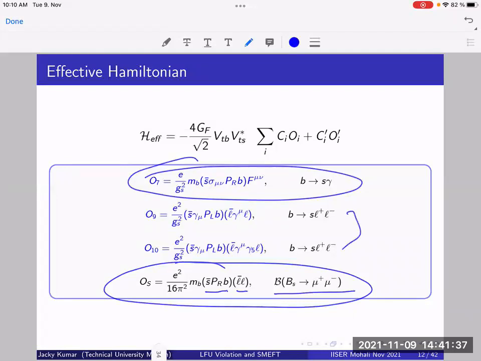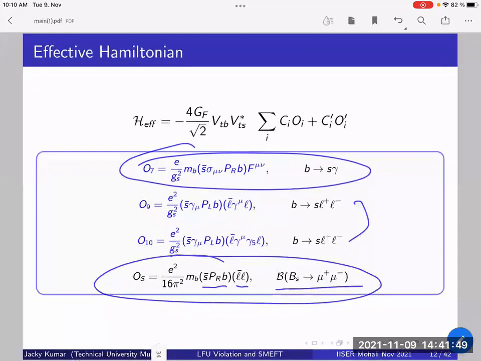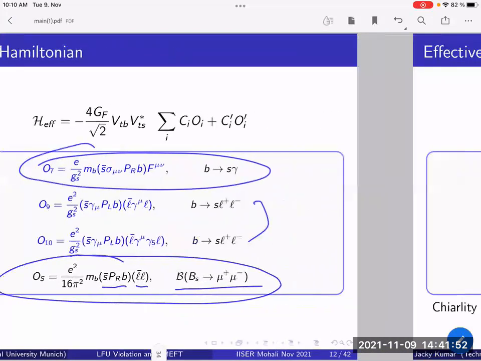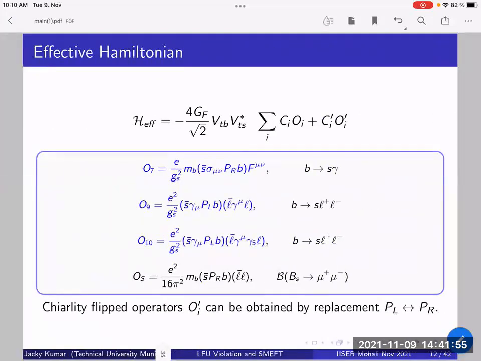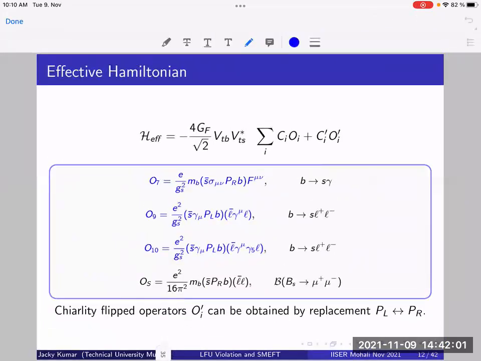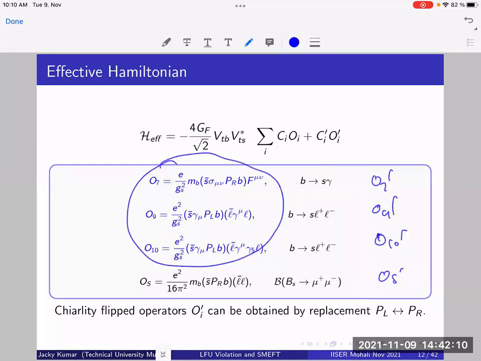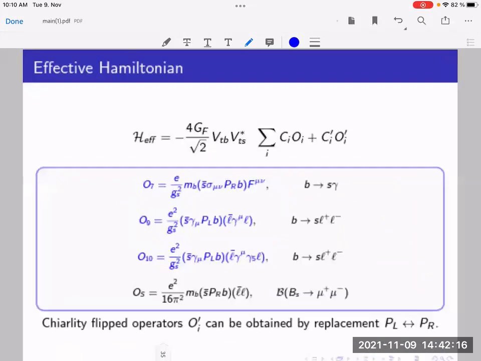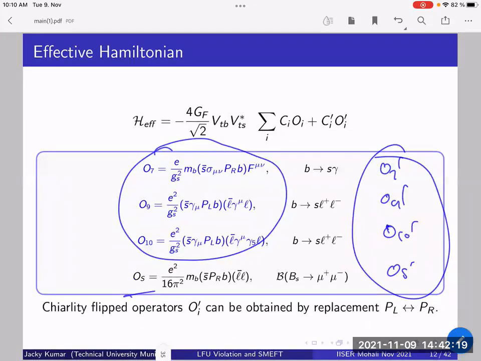So we are left with O9 and O10, and in fact, we'll see that if you allow new physics in these operators, then you can accommodate the data very well. Okay, this I wrote just for the chirality flipped operators, which you can get by changing left and right. So we have similarly O7 prime, O9 prime, O10 prime, and OS prime. Only the blue ones are generated in the standard model. Other structures, like the scalars, are not generated in the standard model, but in general they could be present beyond the standard model.